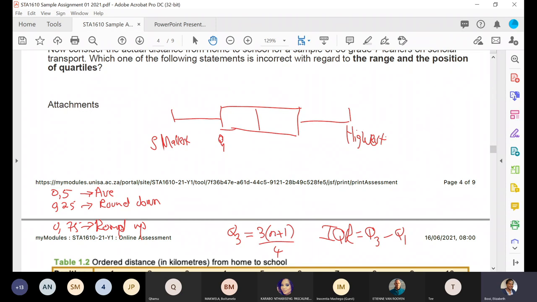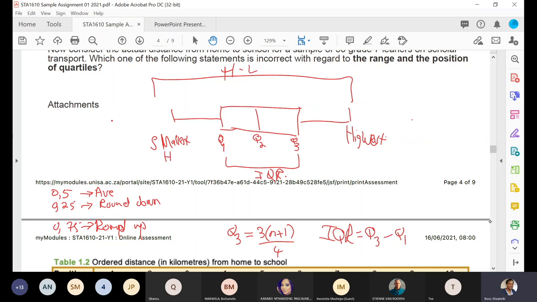25% of your data lies below quartile 1. 50% of the data is split 50-50 halfway through. And quartile 3 says 75% of your data lies below that quartile, or 25% lies above that quartile. Anything outside of the whiskers is called an outlier. We use quartile 1 and quartile 3 to calculate our interquartile range, and that will tell you the distance, whereas you can also look at the distance between highest and lowest.